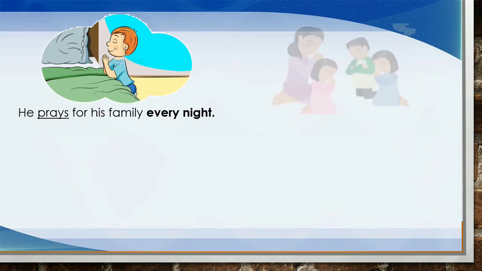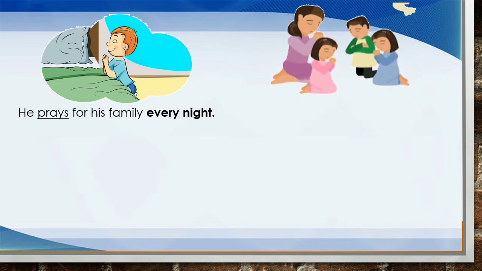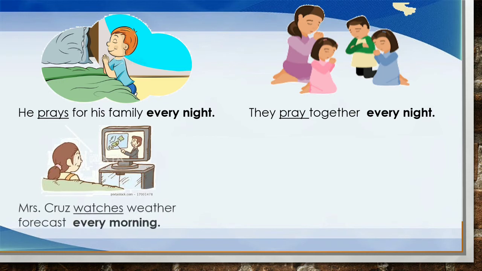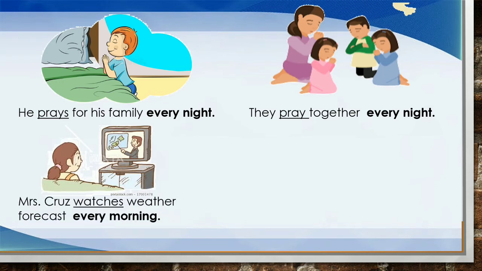Let us go to the number 2 picture. They pray together every night. So the verb we use is pray, and every night is in bold letters. Next picture. Mrs. Cruz watches the weather forecast every morning. The underlined word is watches. Next picture.